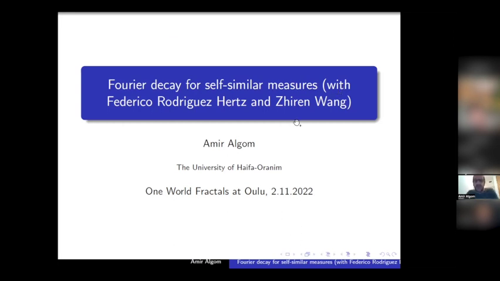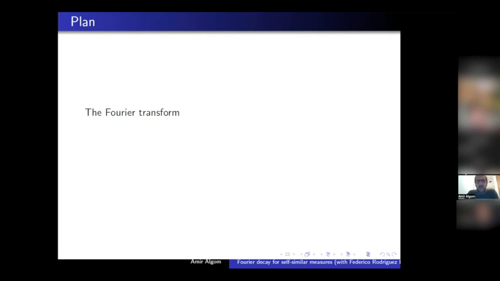So the plan for this talk is the following. We will discuss the Fourier transform. Hopefully, I'll only say things you already know. Then we'll turn to some basic examples, and then we will also mention Bernoulli convolutions, which you would think are simple examples but really they are already quite complicated.